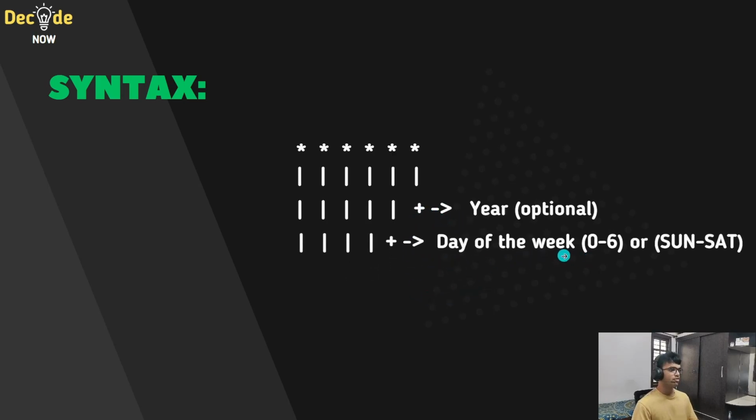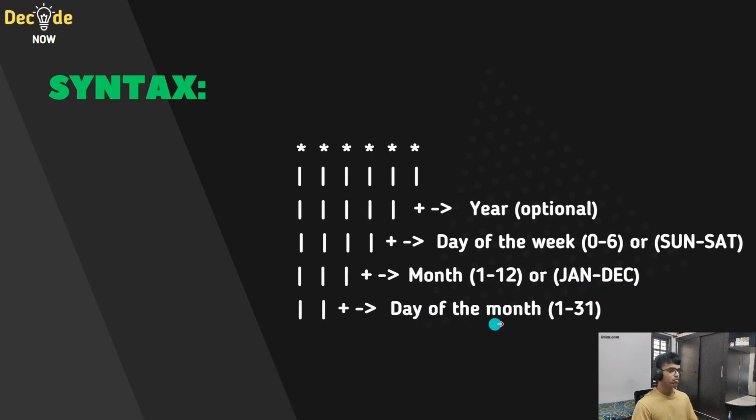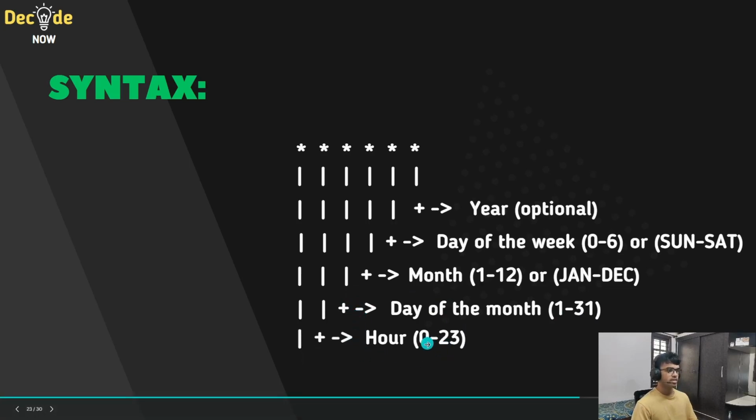The next field is day of the week, which is represented by 0 to 6, where 0 stands for Sunday and 6 stands for Saturday. So this is the day of the week field. Next we have month, which is represented from 1 to 12 since there are 12 months, where 1 represents January and 12 represents December. Next we have day of the month, 1st to 31st. This particular field represents on which day we should run this particular cron job, that is from 1st to 31st. We can mention any value here. The next field is hour, that is 0 to 23, at which particular hour or time we want to run this particular cron job.